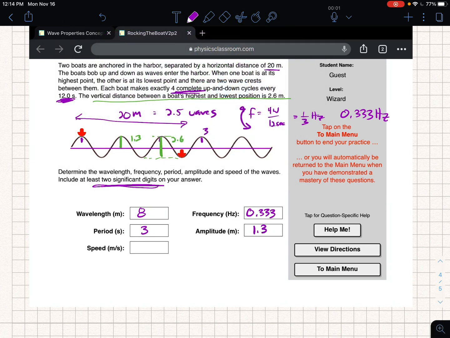Last but not least, the speed. Well, our wave equation says lambda is velocity over frequency. And I know that my wavelength is 8, and my frequency is 1/3, so 0.33333. Hopefully we've had enough algebra right now to know that dividing by a fraction, you just flip and multiply. So what I could do is say 8 equals velocity times 3. Divided by 1/3 is the same thing as timesing by 3. And then I wind up solving this thing to get 8 over 3, which is 2.666666. This is going on forever. 2.666.